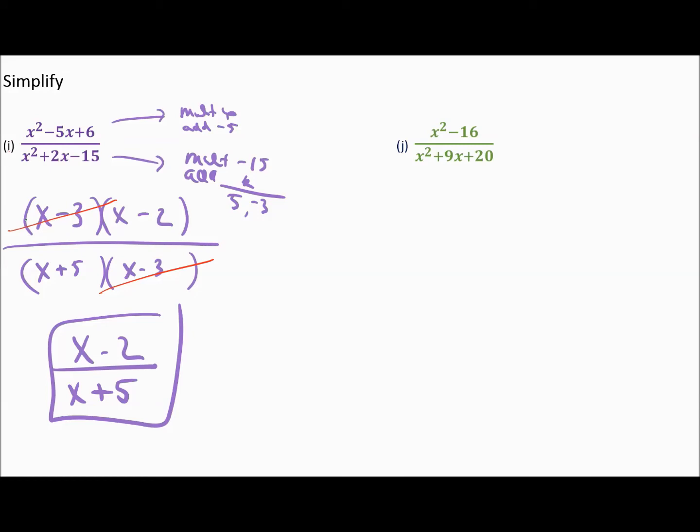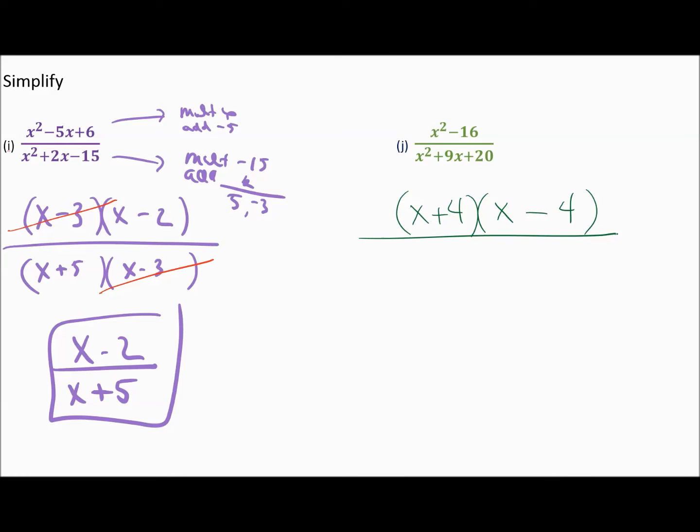Okay? So what we have here, again, I can't cancel this x squared and this x squared. I can't do anything with this 16 and this 20. That's not the way it works. It has to be factored first. The numerator is a difference of squares. X squared is a perfect square, 16 is a perfect square. Remember that those factor into a plus and a minus. The square root of x squared goes in the first position. The square root of 16, which is 4, goes in the second position.